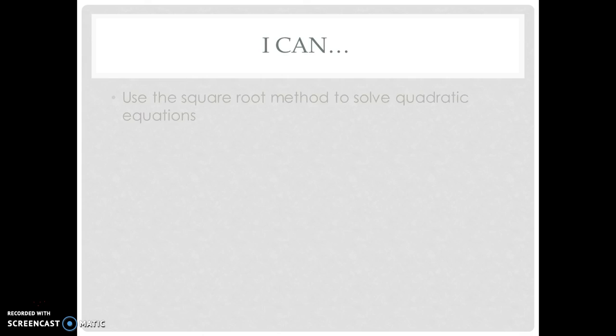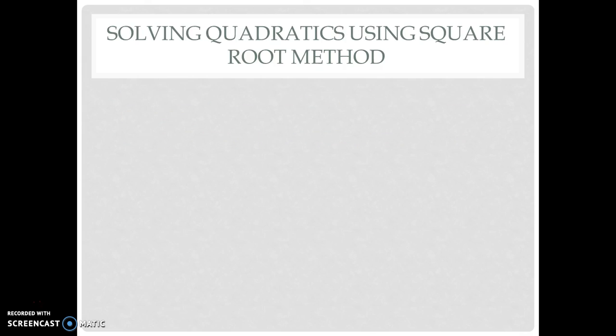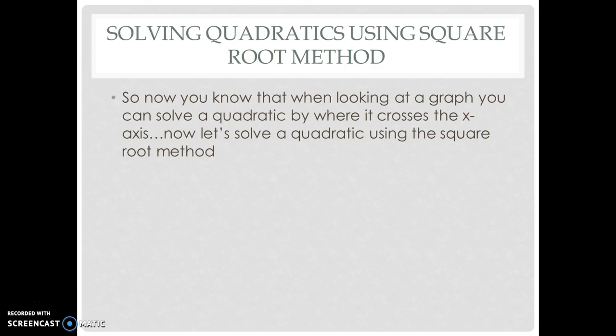Alright, so we have two I can statements today. The first is use the square root method to solve quadratic equations, and the second is use the properties of i to evaluate an expression. Alright, so first I can statement: solving quadratics using the square root method.